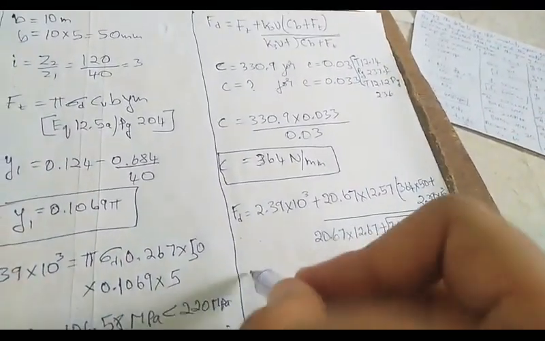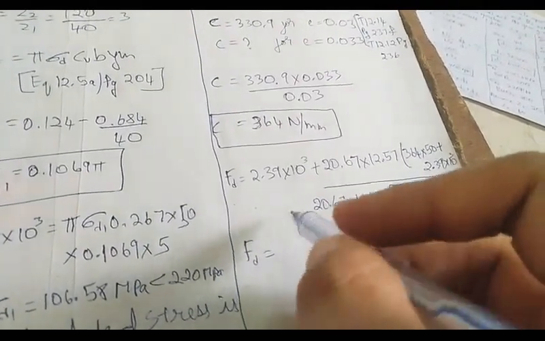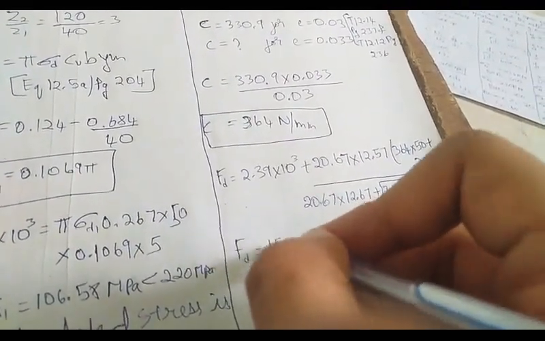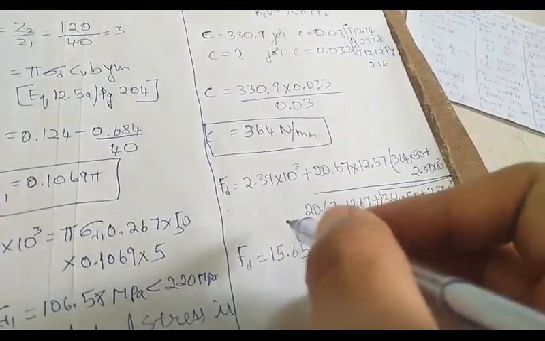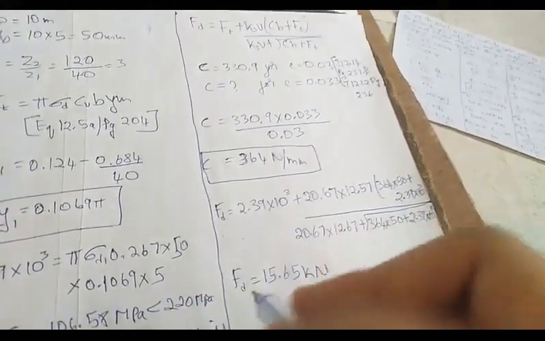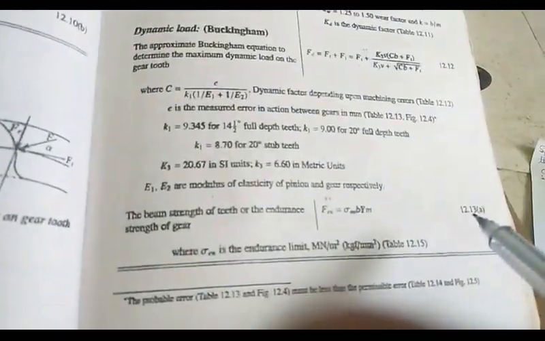From this equation I'll get the value of FD as 15.65 kilonewton. Next we'll find the value of endurance force. To find endurance force we need to take the equation from equation 12.13a, page number 207.